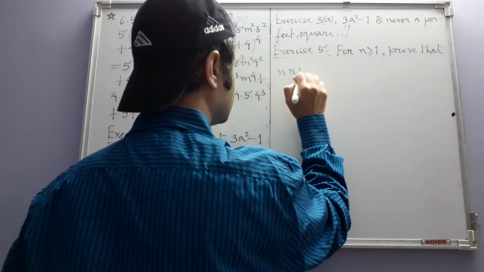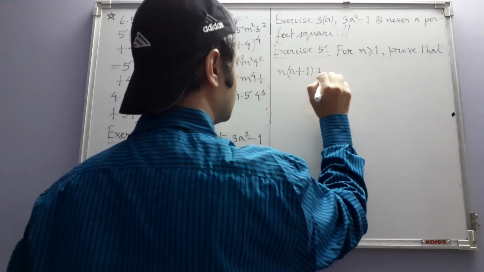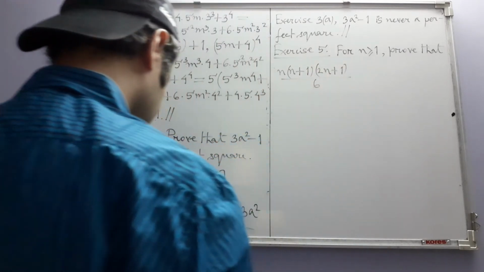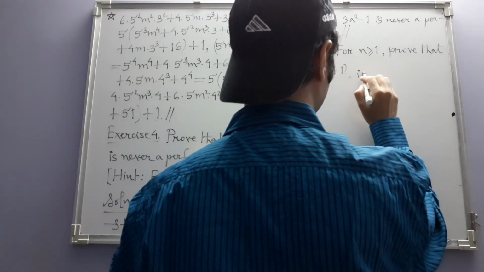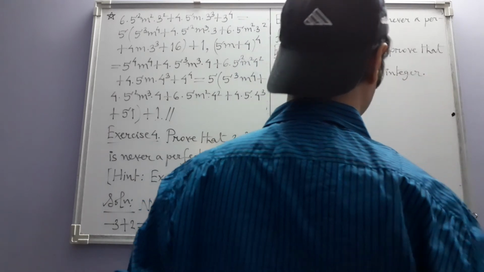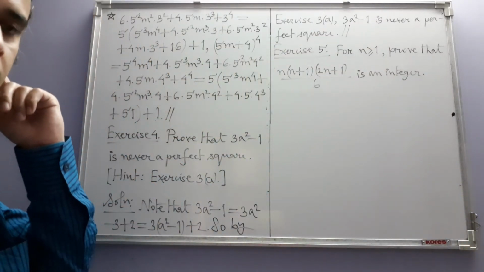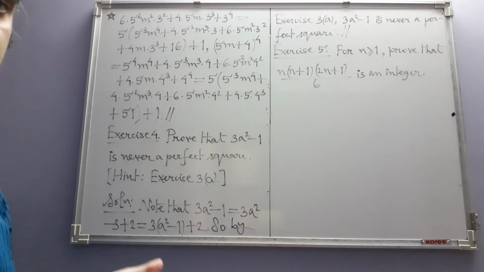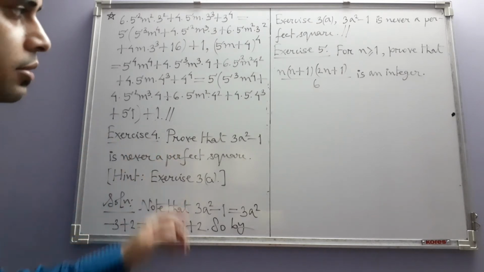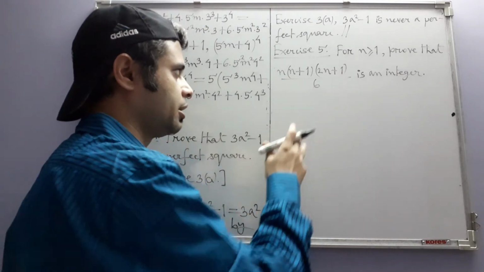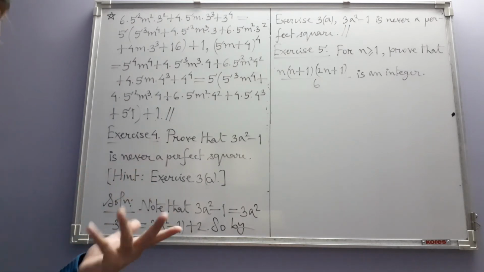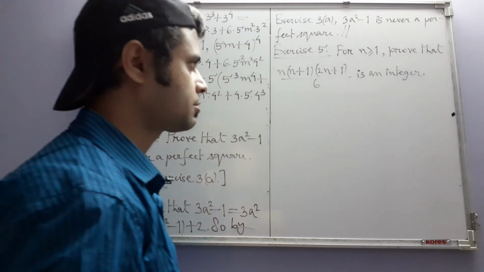n times (n plus 1) times (2n plus 1) divided by 6 is an integer. If you recall, this is actually the sum of the squares of the first n terms. We have already seen this in the previous set of exercises on induction. But of course, that's not how we are supposed to solve this. We are supposed to use the division algorithm and remainders to solve this.